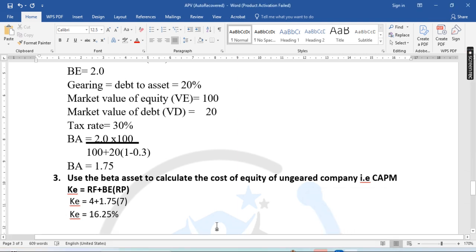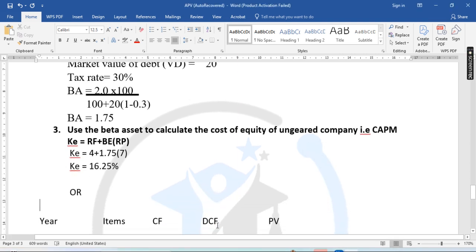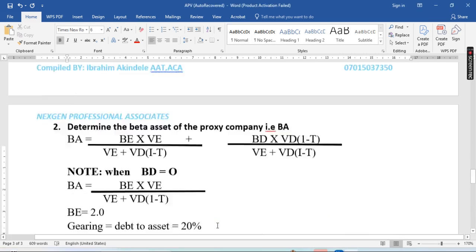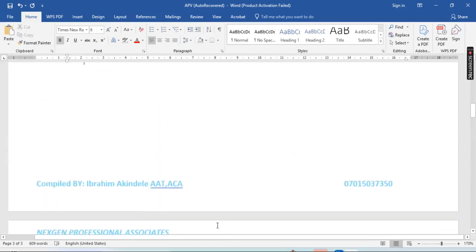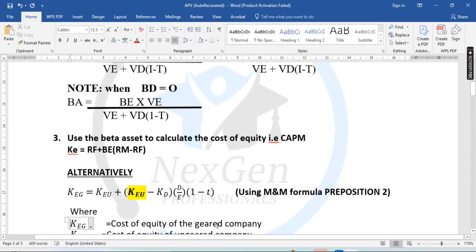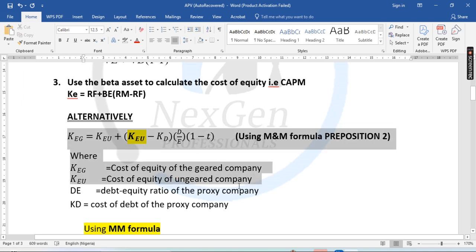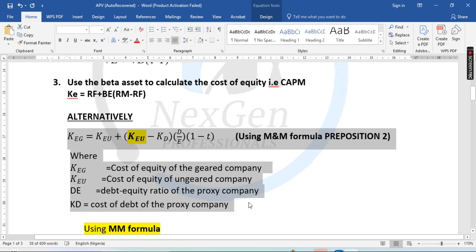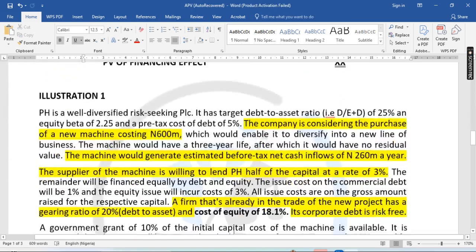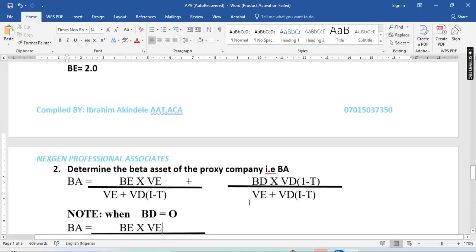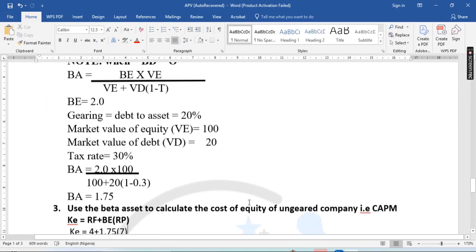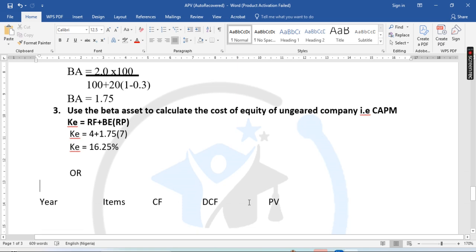Now, let me quickly copy the Modigliani and Miller formula. So you can use proposition 2 for it. Whichever one you feel you want to use, fine.